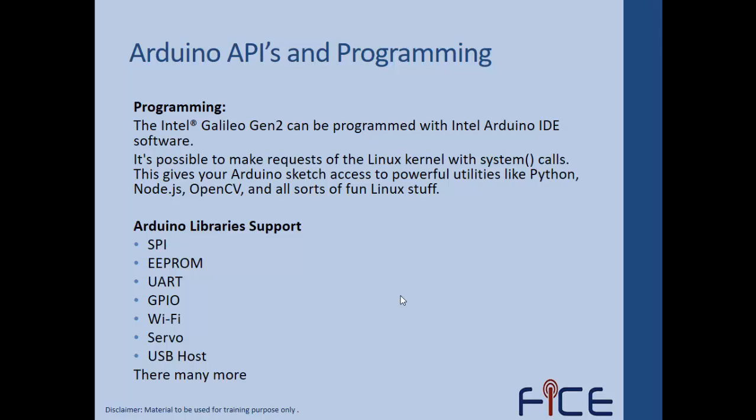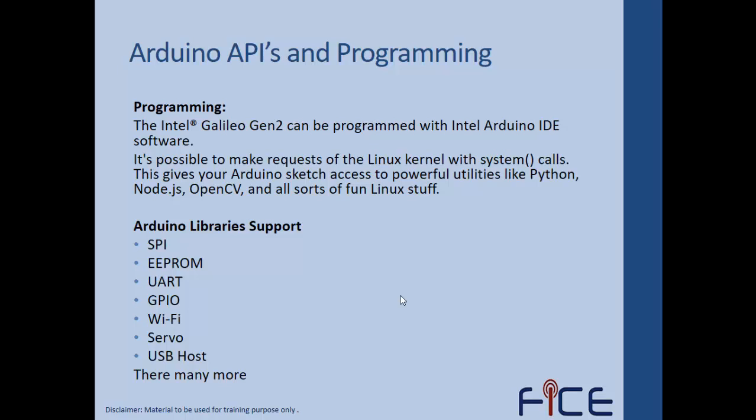Arduino APIs and programming. If we talk about programming, Intel Galileo Gen 2 can be programmed with the Intel Arduino IDE software using Arduino APIs. Now it's possible to make requests of the Linux kernel with system calls. This gives your Arduino sketch access to powerful utilities like Python, Node, that is JavaScript, OpenCV and all sorts of fun Linux stuff. So we can say this Arduino IDE can be used for integrating these multiple programming languages.